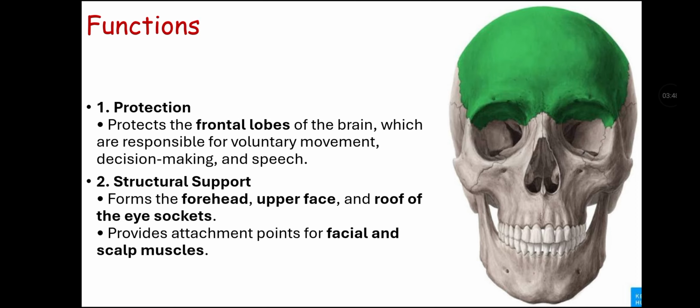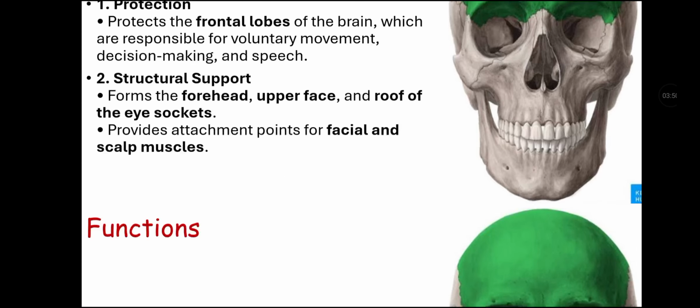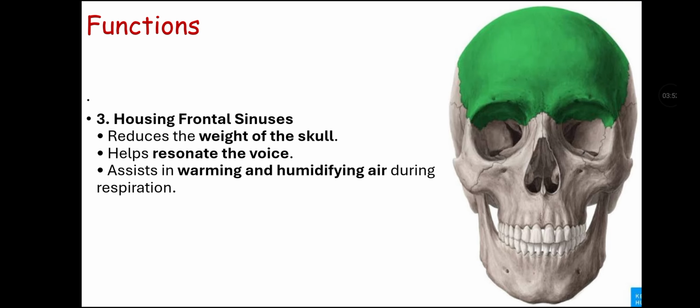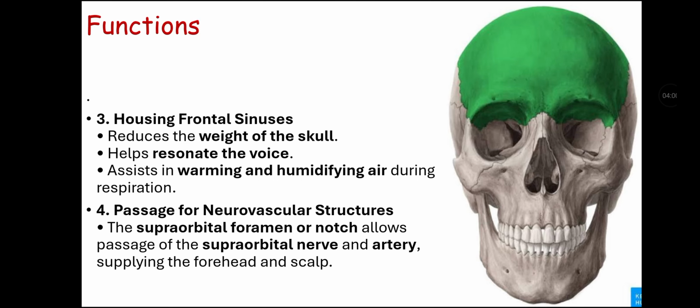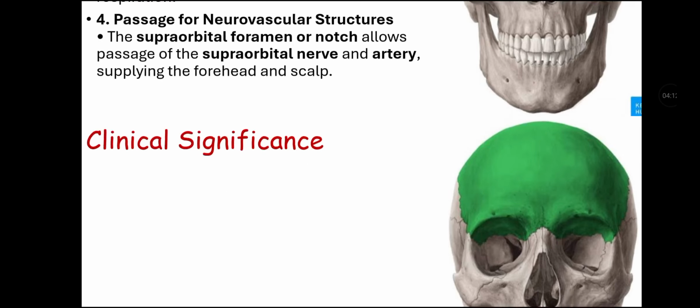It also provides attachment point for facial and scalp muscle. Third function is housing frontal sinuses, as they reduce weight of skull, help to resonate the air, and assist in warming and humidifying air during respiration. Fourth function is passage for neurovascular structures, as the supraorbital foramen or notch is there that allow passage of supraorbital nerve and arteries supplying the forehead and scalp.